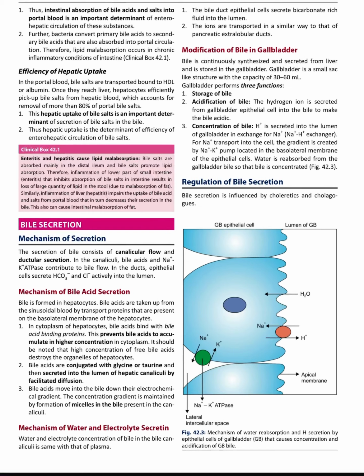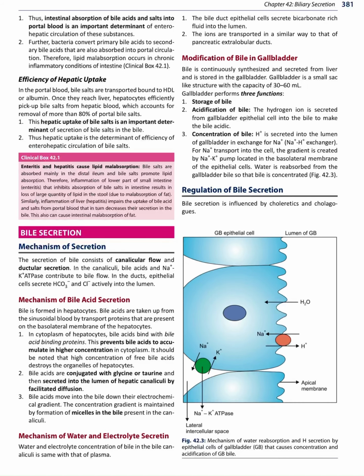Mechanism of water and electrolyte secretion. Water and electrolyte concentration of bile in the bile canaliculi is the same as that of plasma. The bile duct epithelial cells secrete bicarbonate-rich fluid into the lumen. The ions are transported in a similar way to that of pancreatic extralobular duct.